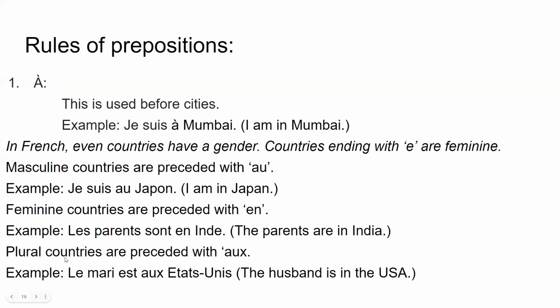And lastly, we have something called plural countries, which are preceded with aux. An example of a plural country would be États-Unis, which is the United States of America. That's why we say le mari est aux États-Unis, which means the husband is in the USA. As mentioned in the previous video, the reason why we pronounce the X in aux États-Unis is because aux is followed by a word which begins with a vowel. And hence, to avoid vowel clash, we pronounce the X in this sentence. So we say aux États-Unis.